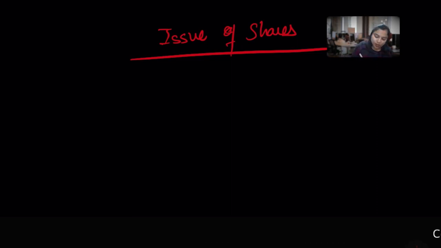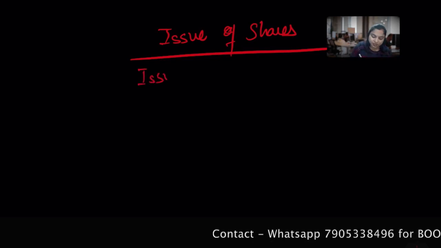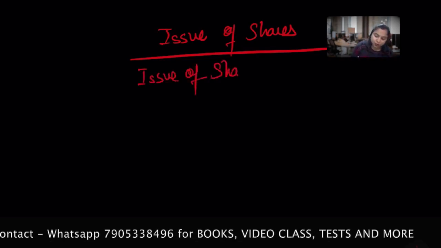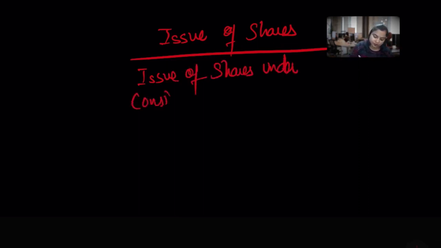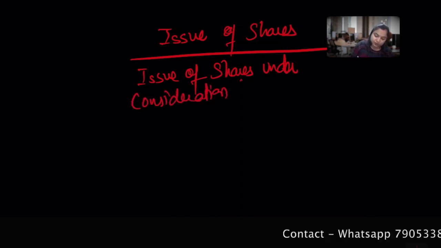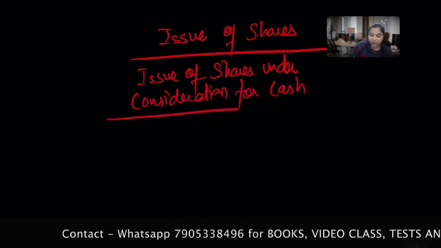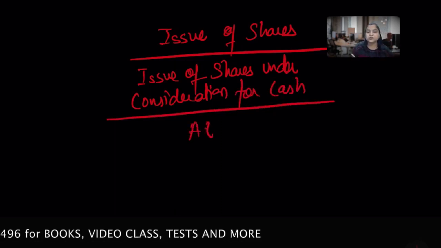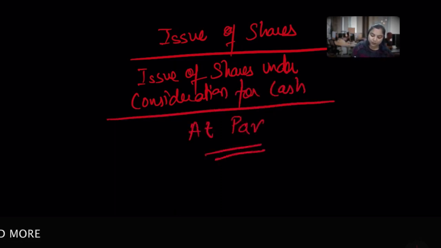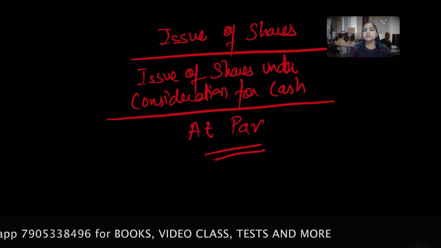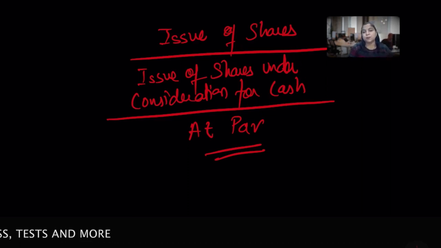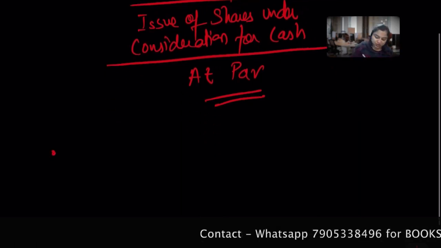We can call it the issue of shares under consideration for cash. Under the cash system, we are going to discuss issue of shares at par. I know you have a lot of knowledge, but it's important to recapitulate everything. When companies decide to issue the shares at par, that means the issue price is equal to the face value, or nominal value, of the shares.